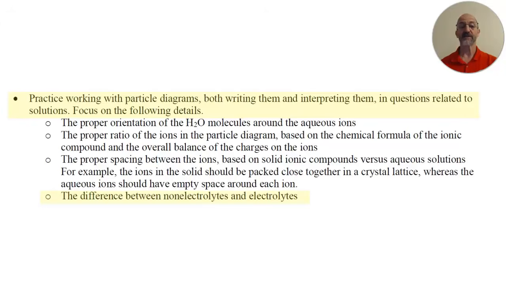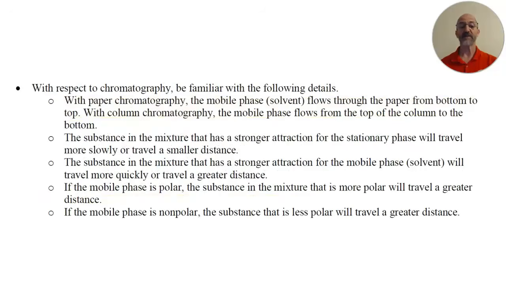My next piece of advice has to do with chromatography. So, with respect to chromatography, be familiar with the following details. With paper chromatography, the mobile phase, or the solvent, flows through the paper from bottom to top. But with column chromatography, the mobile phase flows from the top of the column to the bottom. The substance in the mixture that has a stronger attraction for the stationary phase will travel more slowly, or travel a smaller distance.